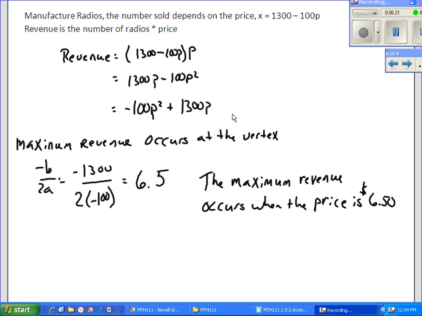So the maximum revenue occurs at the vertex, negative b over 2a. Do the calculation, 6.5. I failed to put any units into this problem, so I'll just assume the maximum revenue occurs when the price is $6.50.